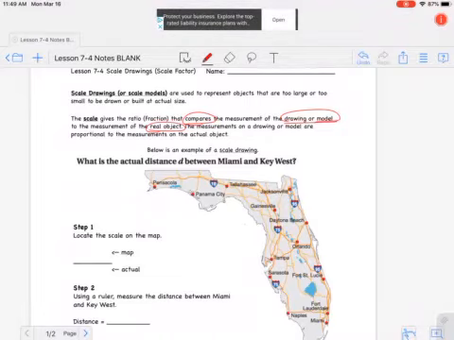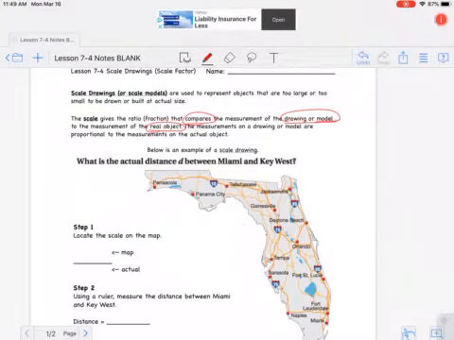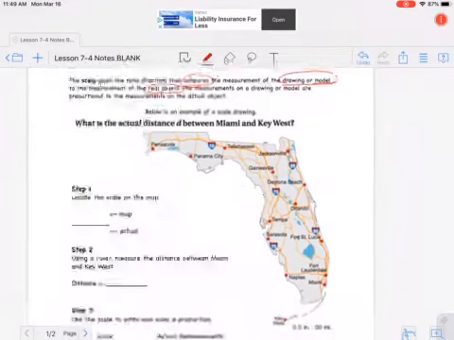So it says the measurements on a drawing or model are proportional to the measurements on the actual object. So if you're looking at the window on a model car, that window is going to be exactly proportional to the window on the actual car. So it says below is an example of a scale drawing.